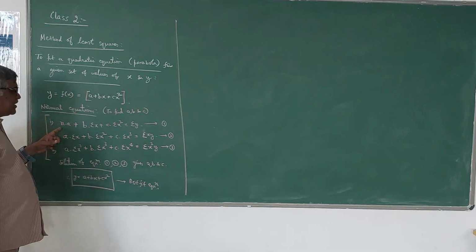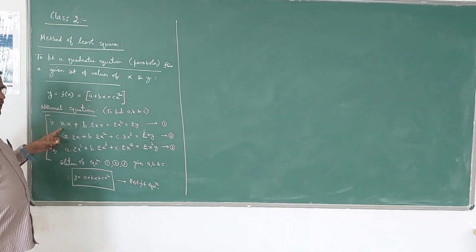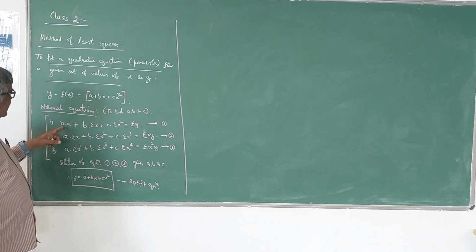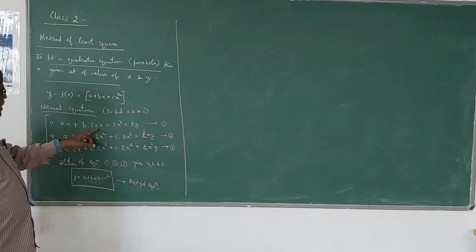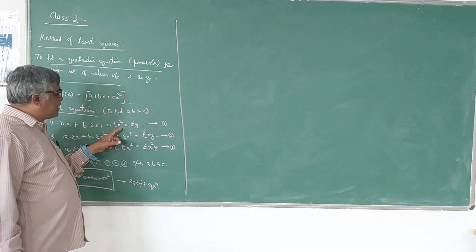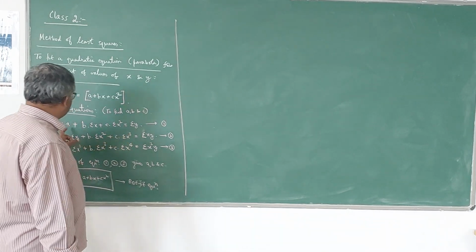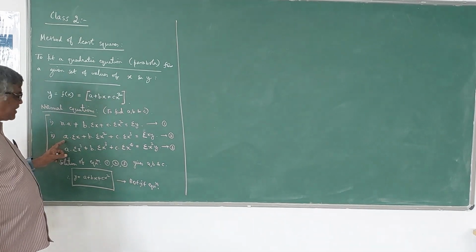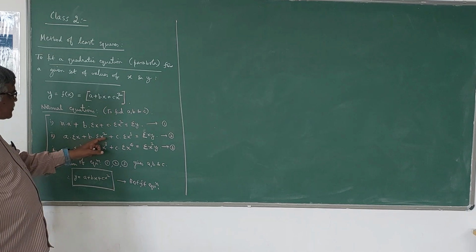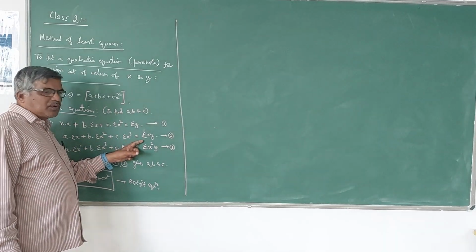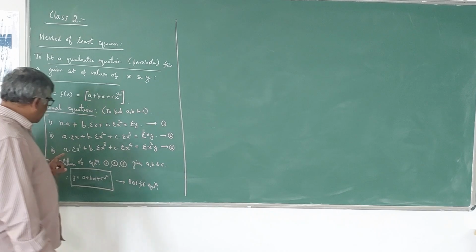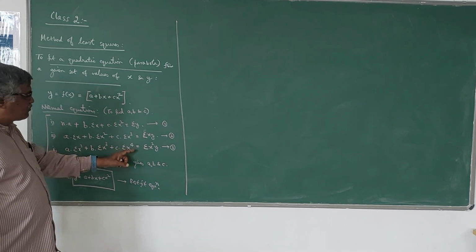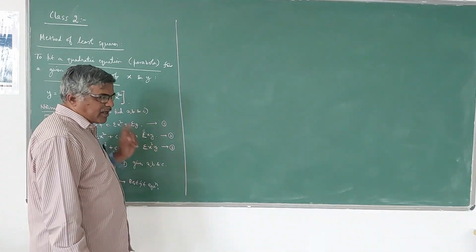The first equation is similar to the one which we have written earlier for the straight line: n into a plus b into sigma x plus c into sigma x square is equal to sigma y. Here n is the number of observations of x and y values. Second equation is a into sigma x plus b into sigma x square plus c into sigma x cube is equal to sigma xy. Third equation is a into sigma x square plus b into sigma x cube plus c into sigma x power 4 is equal to sigma x square y.